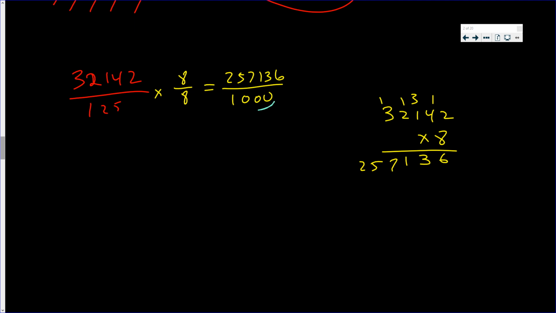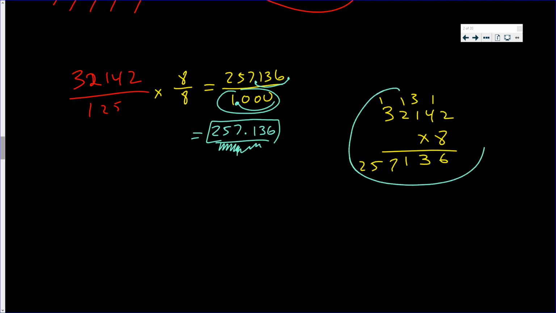And then move the decimals 3 places. You get 257.136 divided by 1, because this number is now 1. The rule for dividing by 1 is don't bother. There's your answer. Okay, the only way that's wrong is if I made a silly mistake in my multiplication. But trust me, yes, I make mistakes in multiplication. Probably more than you do.